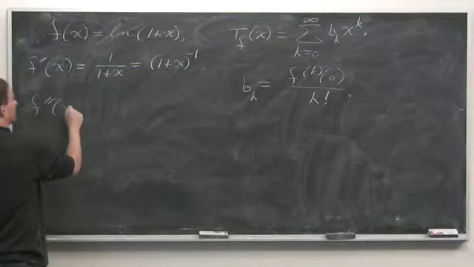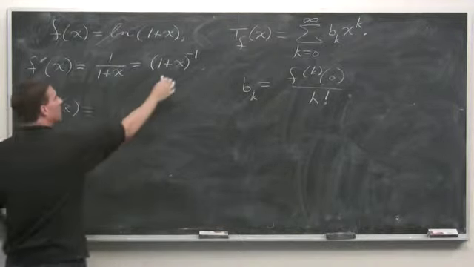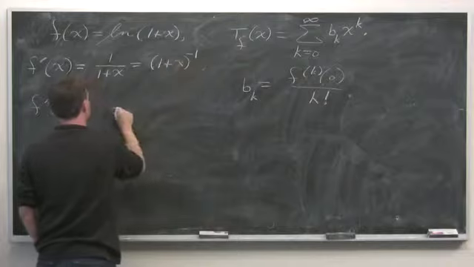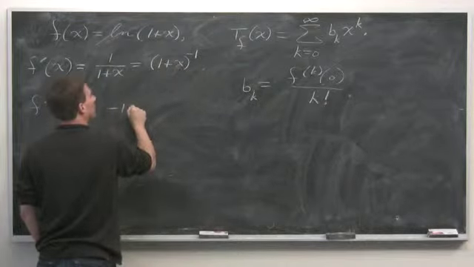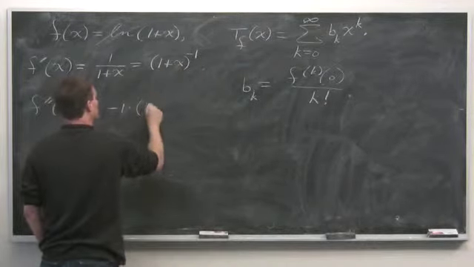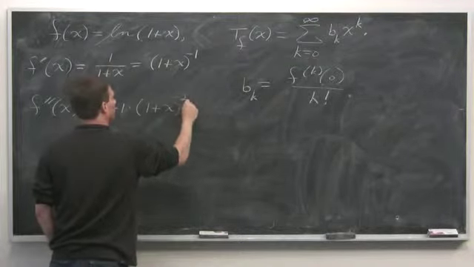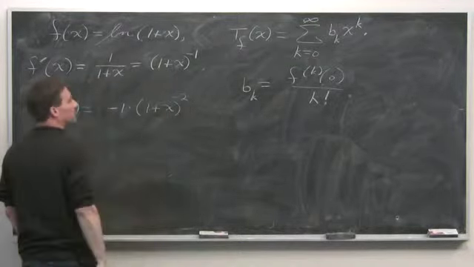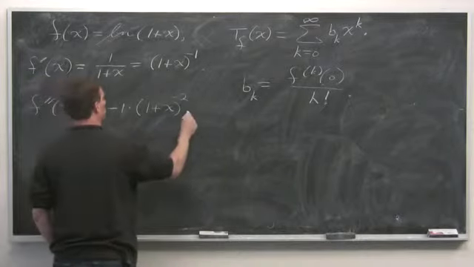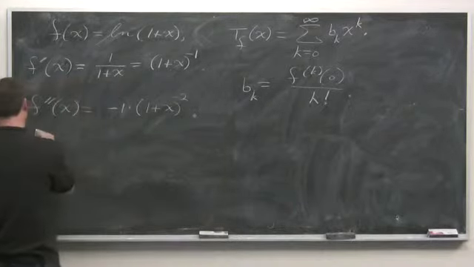F double prime of x. How do you differentiate this? The minus 1 comes down. We do the power rule. The minus 1 comes down, you subtract 1 from the exponent. You have to multiply times the derivative of the inside, but that's another 1. So you get this, f triple prime.